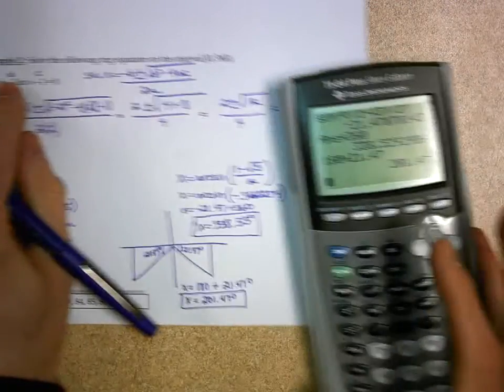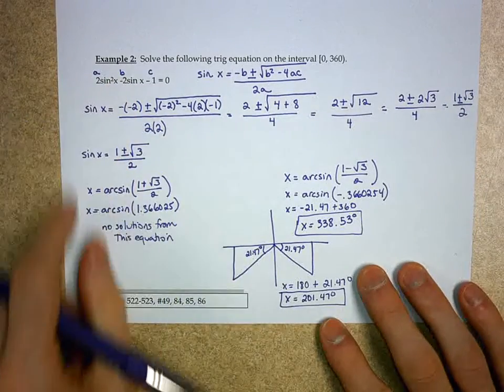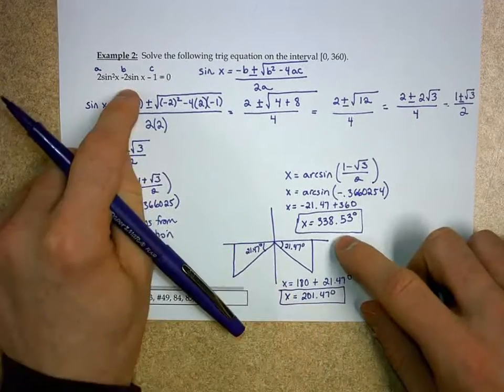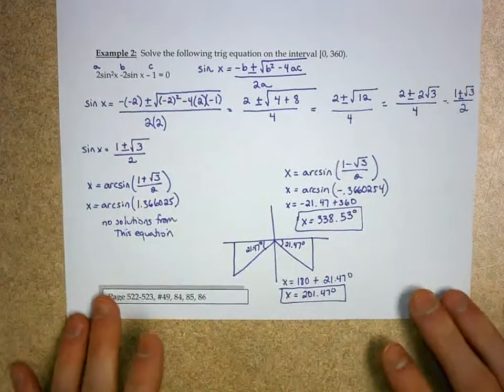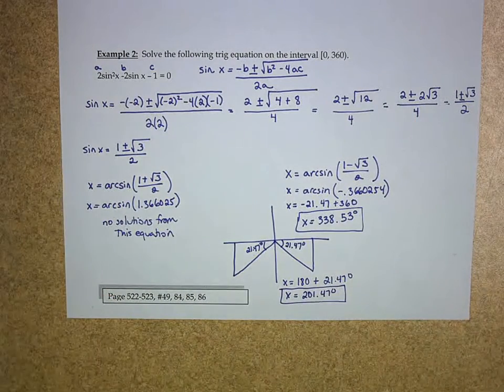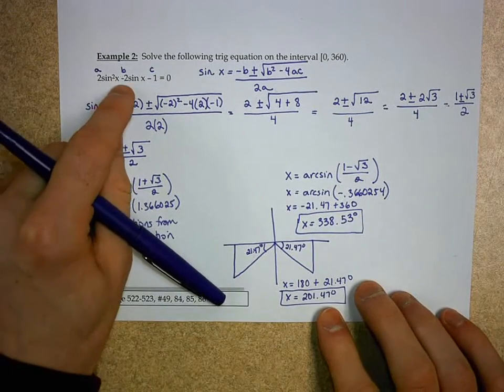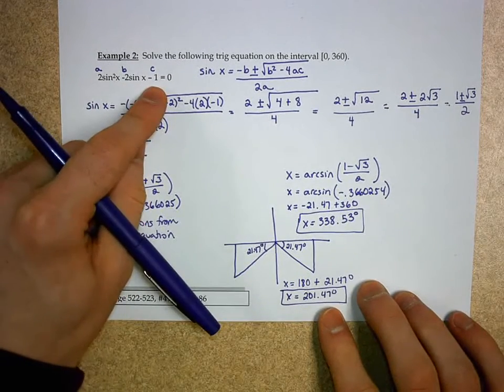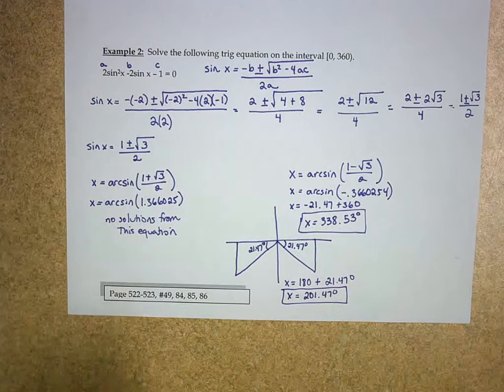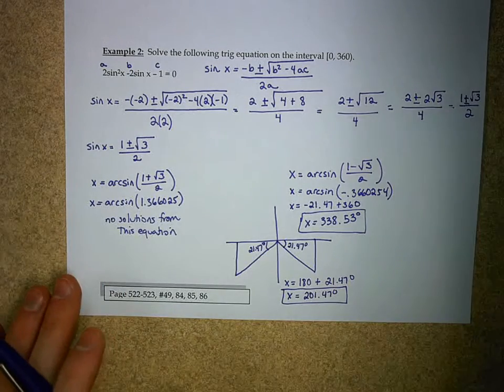I could then plug these answers into the equation to see if I get 0 to check. Or if I want to check it graphically, I could put 2 sine squared of x minus 2 sine of x minus 1 in y1, and then put 0 in y2, and then find the intersection.